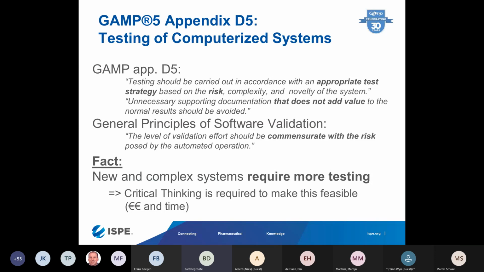If we go over to the GAMP 5, so Sian and Frans already mentioned the GAMP GPG data integrity by design, but if we have a look into the GAMP 5 Appendix 5, we can read that we should use an appropriate test strategy based on the risk, complexity and the novelty of the system. And it goes without saying that a new and complex system needs more effort. And this is also in line with the general principles of software validation. So it must be in line with the risk proposed by the automated operation.